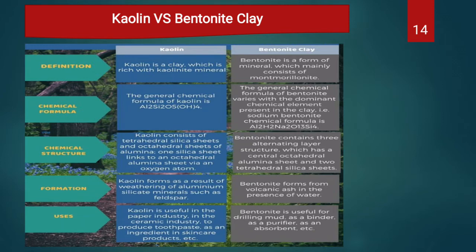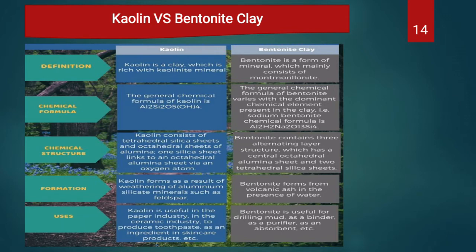That is sodium bentonite. Chemical formula includes Al2H2Na2O13Si4. Chemical structure: Kaolin consists of tetrahedral silica sheets and octahedral sheets of alumina, while one silica sheet links to an octahedral alumina sheet via an oxygen atom. Bentonite contains a three alternating layer structure which has a central octahedral alumina sheet and two tetrahedral silica sheets.